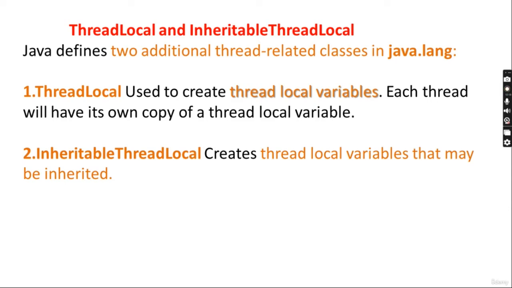Thread local and inheritable thread local. Two additional thread related classes, thread local and inheritable thread local. First class is thread local. This is used to create thread local variables. Each thread will have its own copy of the thread local variable. Inheritable thread local creates a thread local variable that may be inherited.